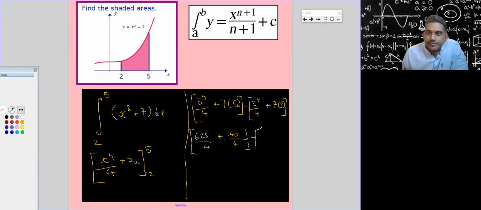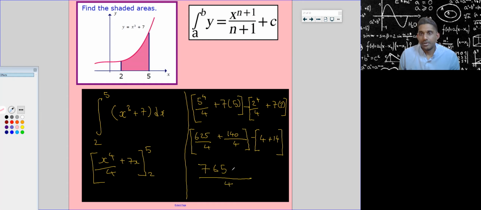Minus 16, 2 to the power 4 is 16, divided by 4 is 4, plus 14. So we have 765 minus 18. Well, that's 72 over 4. So 693 over 4 would be the answer.